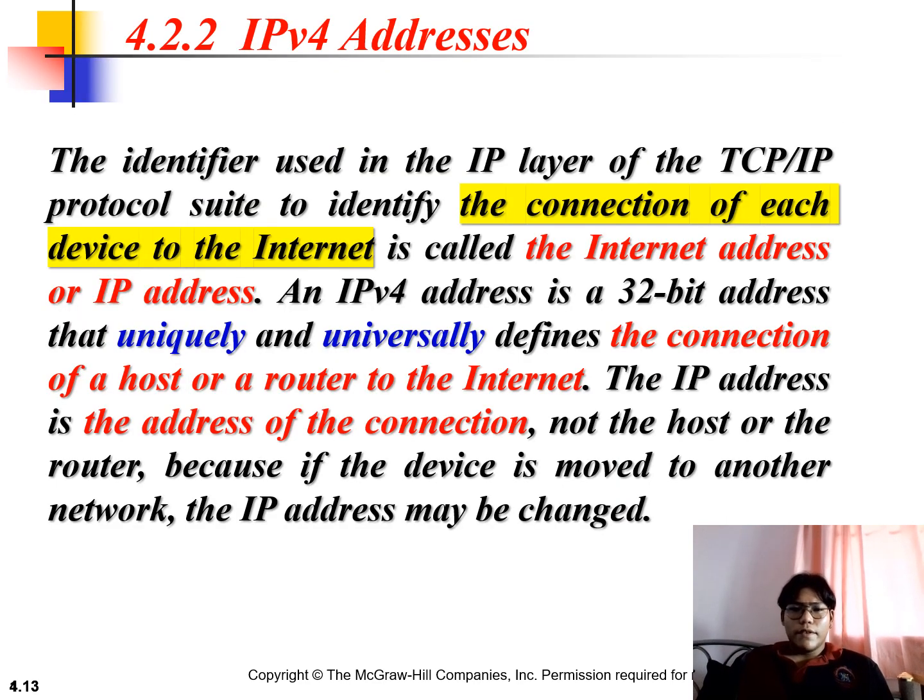IPv4 addresses. The identifier used in the IP layer of the TCP/IP protocol suite to identify the connection of each device to the Internet is called the Internet address or IP address. An IPv4 address is a 32-bit address that uniquely and universally defines the connection of a host or a router to the Internet. The IP address is the address of the connection, not the host or the router, because if the device is moved to another network, the IP address may change.